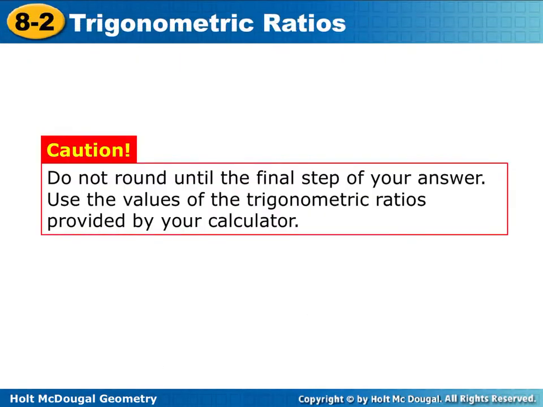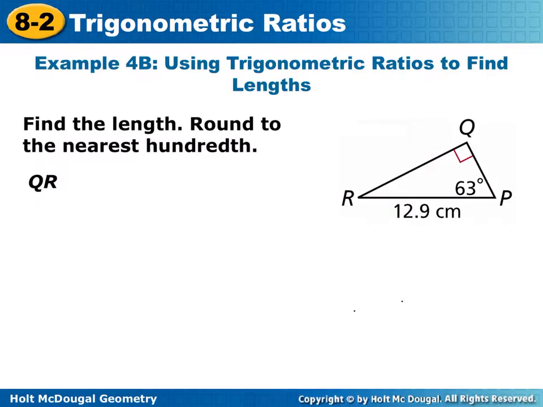Okay, this is a good caution: don't round until the final step of your answer. Use the values of the trigonometric ratios provided by your calculator. If you round, your answer will be off slightly, and we need to make sure that it's specific. So we're not going to round until the very end. You should be able to plug the whole thing into your calculator and hit enter, instead of taking the tangent of 15 degrees or taking 10.2 and dividing it by the tangent of 15 degrees.